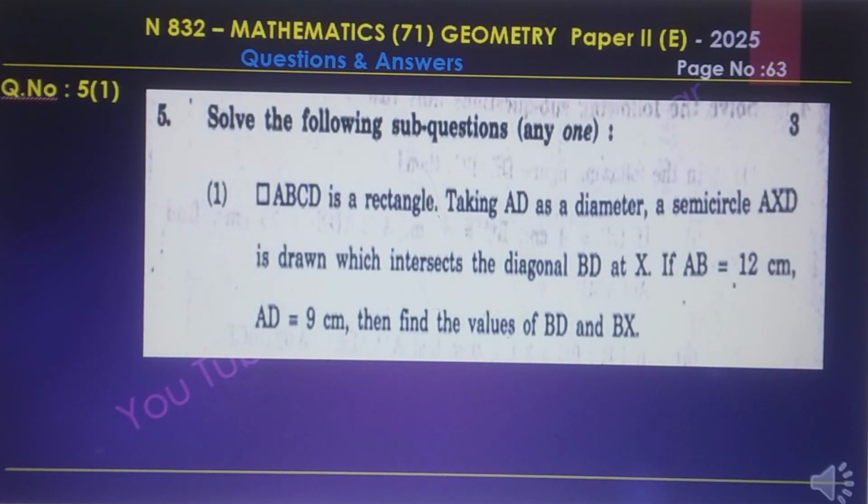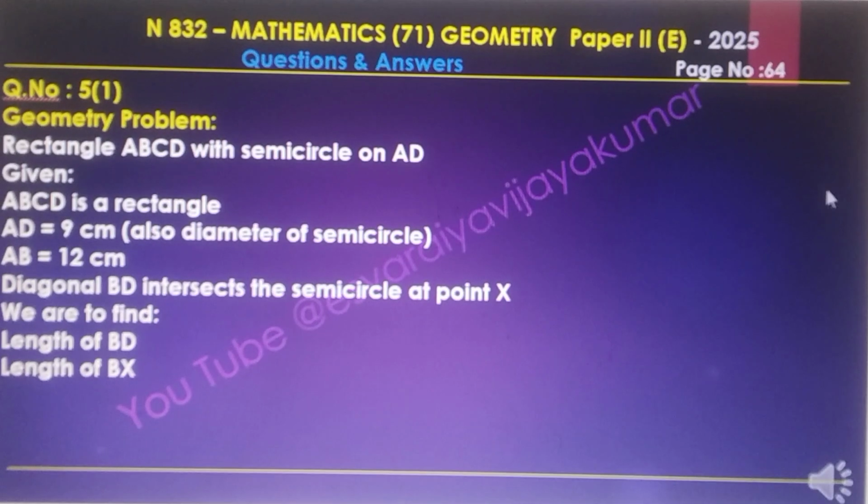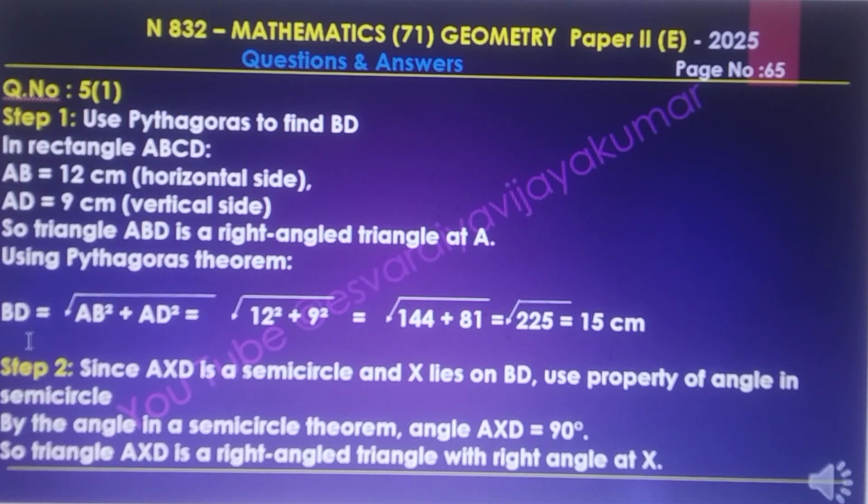Question number 5.1. The triangle ABC is rectangular. Here is the answer. We are getting AD equal to 9, AB equal to 12 centimeter, and BD equal to root of AB square plus AD square. We are getting 15 centimeter. In step 2, the same way, AXD is a semicircle and X lies on BD. Use the property of angle in a semicircle: by the angle in a semicircle theorem, angle AXD equal to 90 degree.